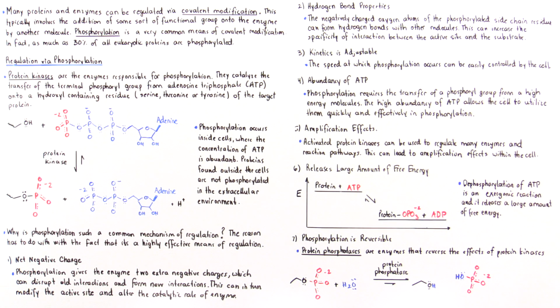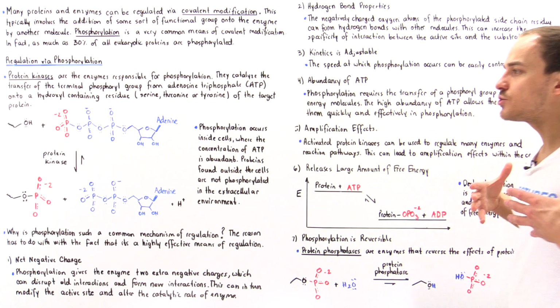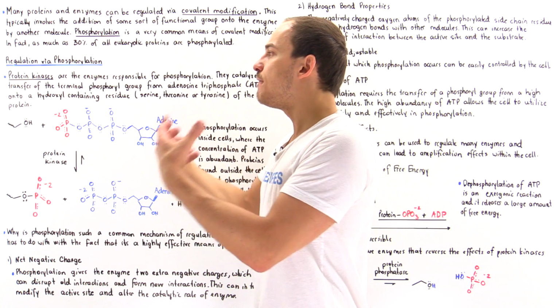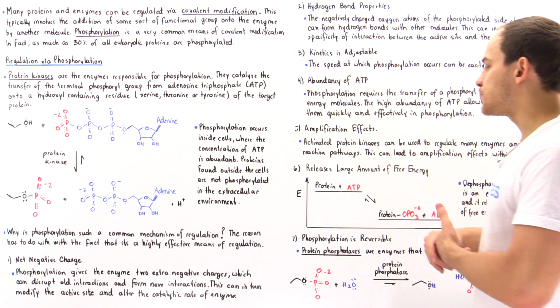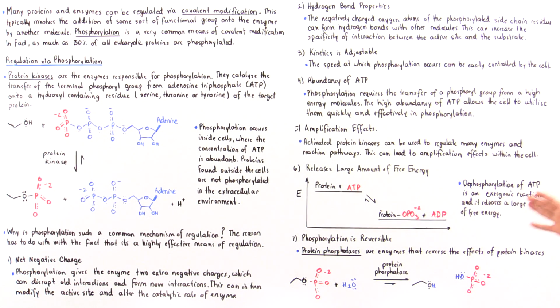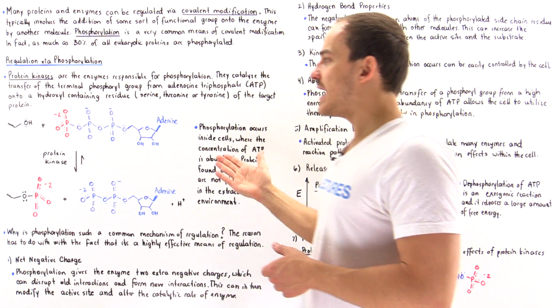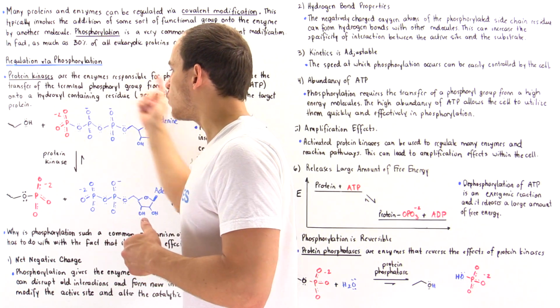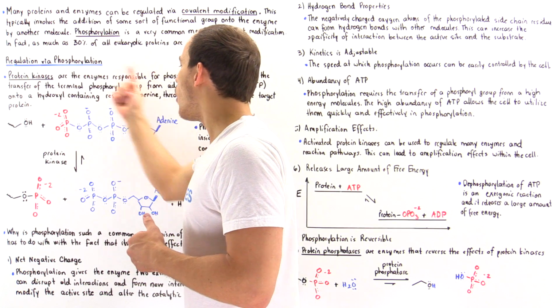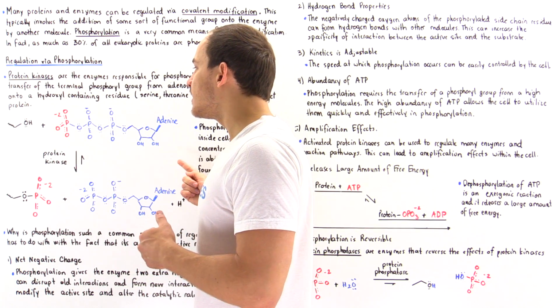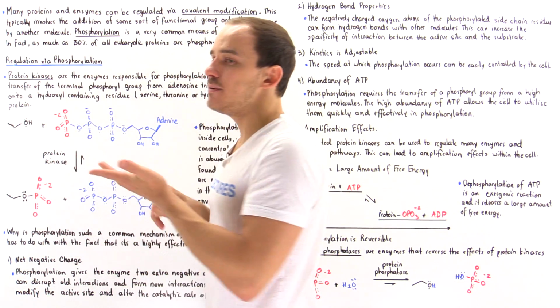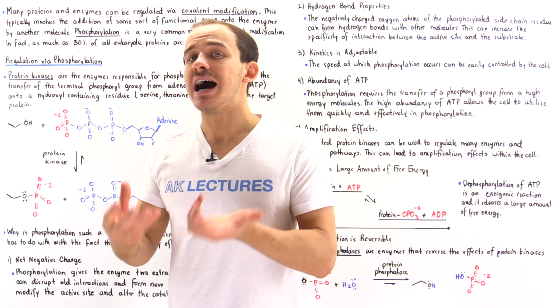So activated protein kinases can be used to regulate many different enzymes and many different reaction pathways, and this can lead to an amplification effect in which we essentially amplify the amount of final product that we produce. Now, number 6 is whenever this reaction takes place, because essentially what we're doing is we're dephosphorylating this ATP molecule, and the breakdown of the ATP molecule is a very exergonic reaction.